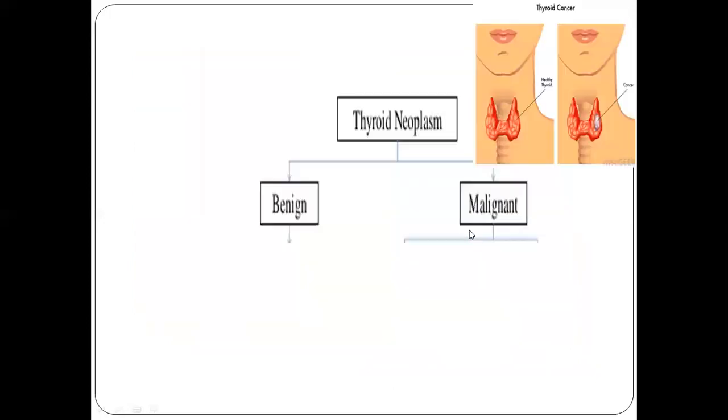The thyroid gland also develops neoplasms as well. The neoplasm could be benign or malignant. So this is the neoplasm or tumor of the thyroid gland. It can develop enlargement only due to the deficiency of iodine, or it can develop a tumor as well, and all other conditions we have discussed today. Thank you so much.